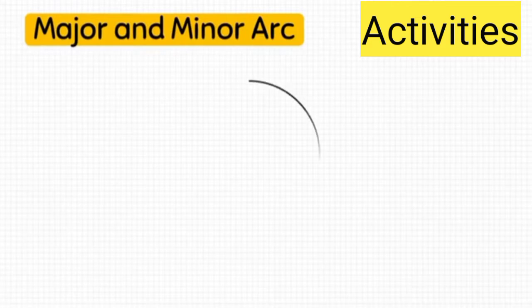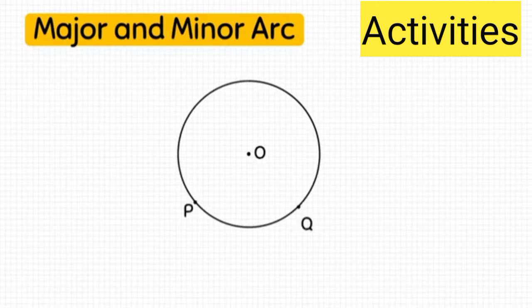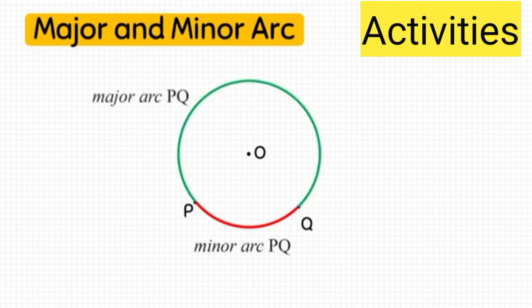Now let's consider 2 points P and Q on this circle. These 2 points divide the circle into 2 pieces. The shorter piece highlighted in red is called minor arc PQ and the longer piece highlighted in green is called major arc PQ.